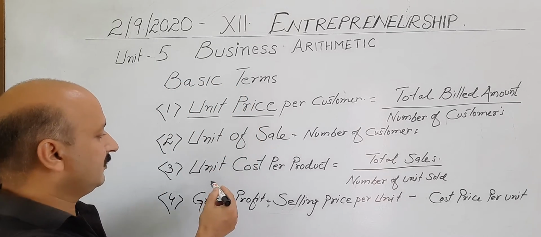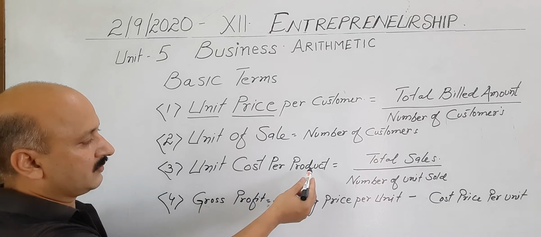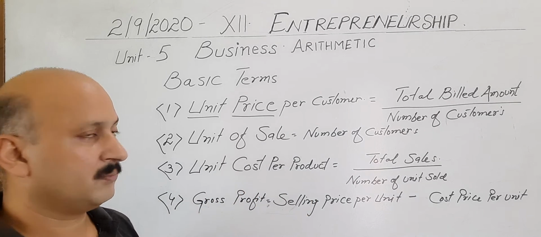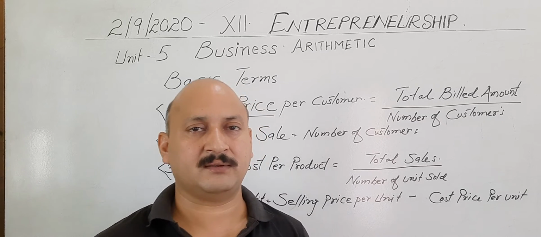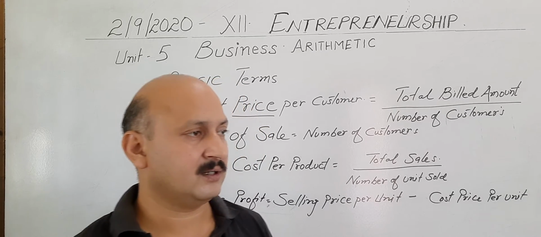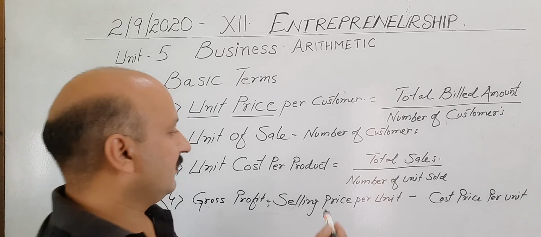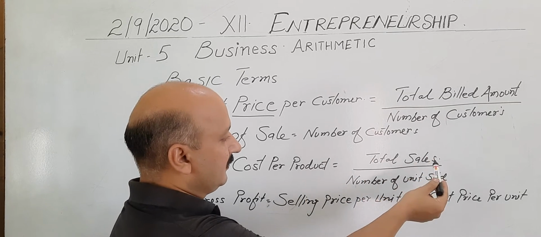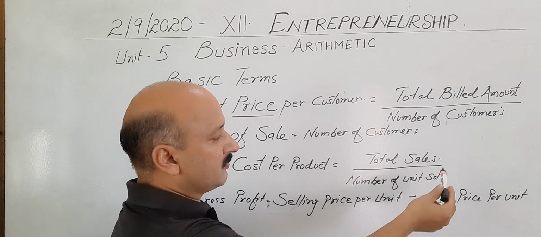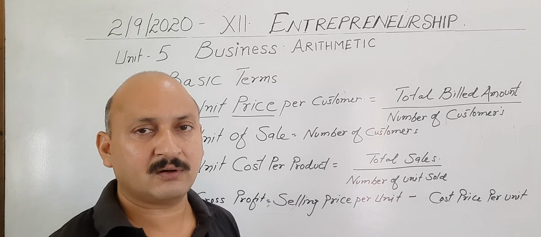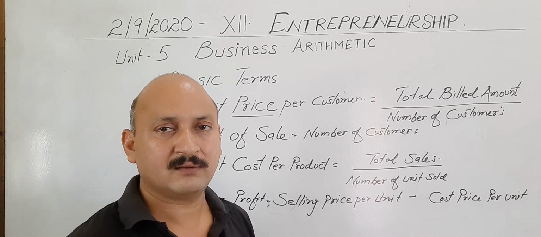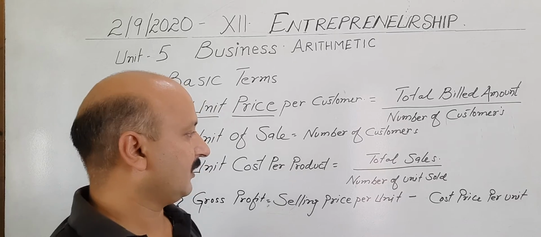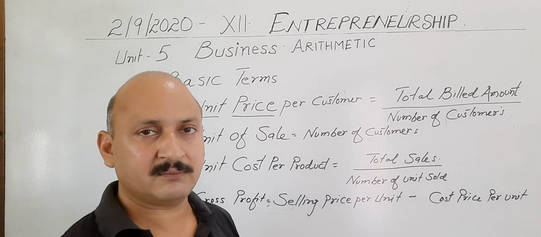Then the third one is unit cost per product. Unit cost per product means per unit cost, or we can say cost price. So how is it calculated? The formula is total sales upon number of units sold. So it is also very easy. We will have a numerical after this. So let's understand the basic terms, then we will start the numericals.